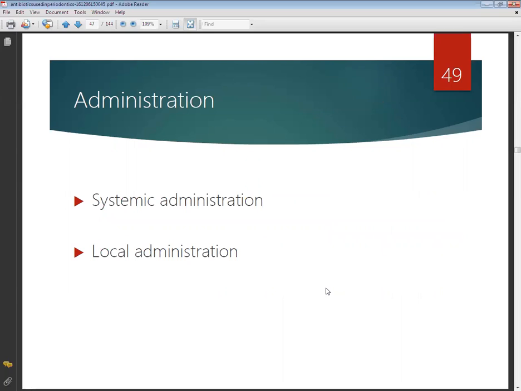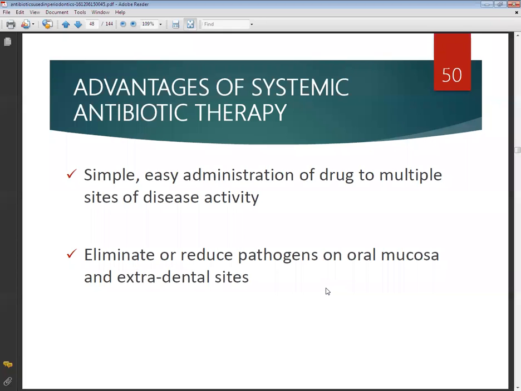We can administer the drugs by two methods. One is systemic administration and the second one is local administration. Coming to the first, what are the advantages of using a drug systemically? The advantage of systemic drugs is that it is simple, easy administration of drugs to multiple sites, and elimination of the reduced pathogens on oral mucosa and extra dental sites.